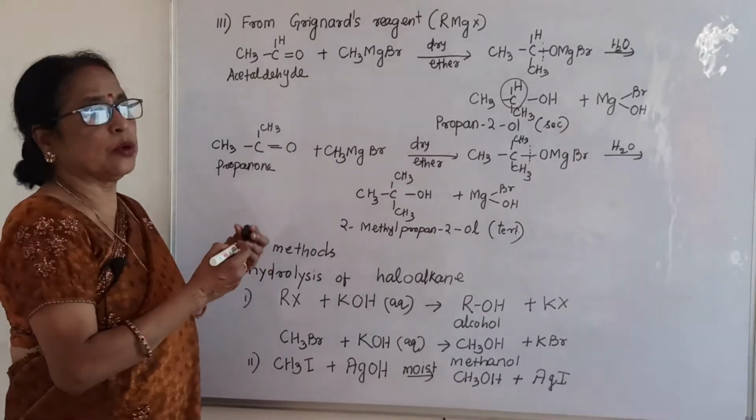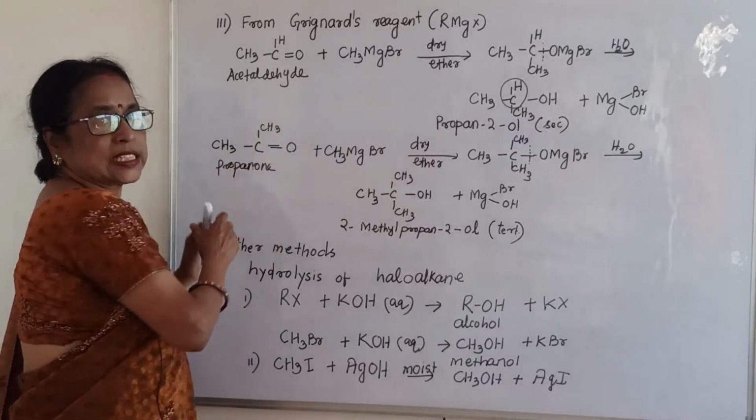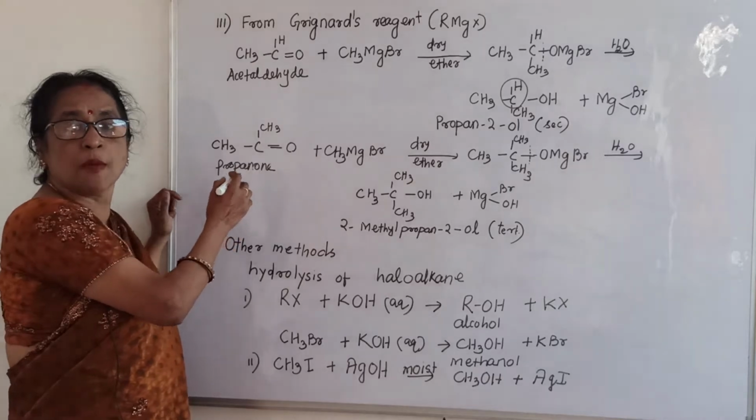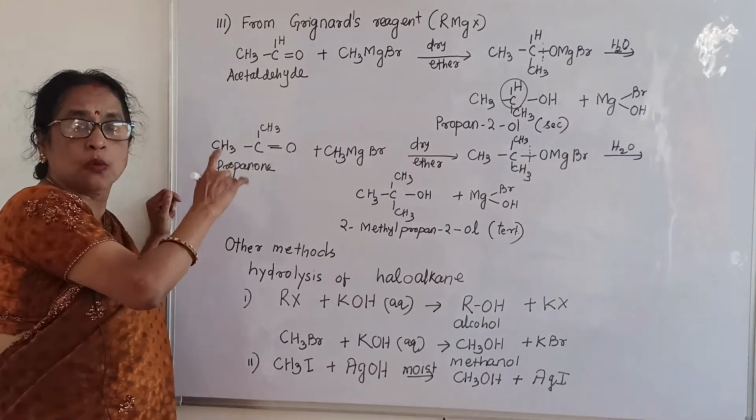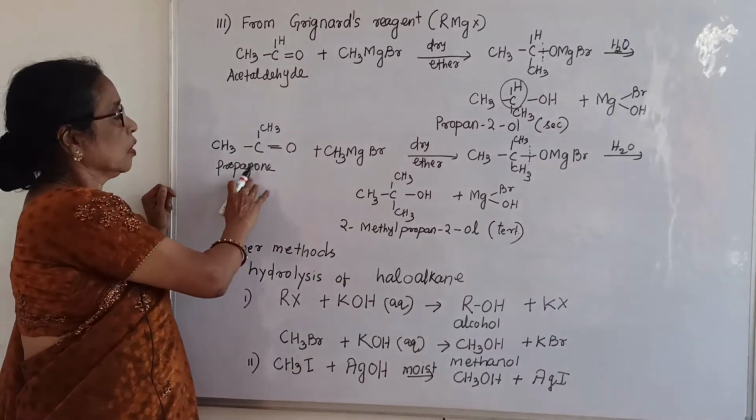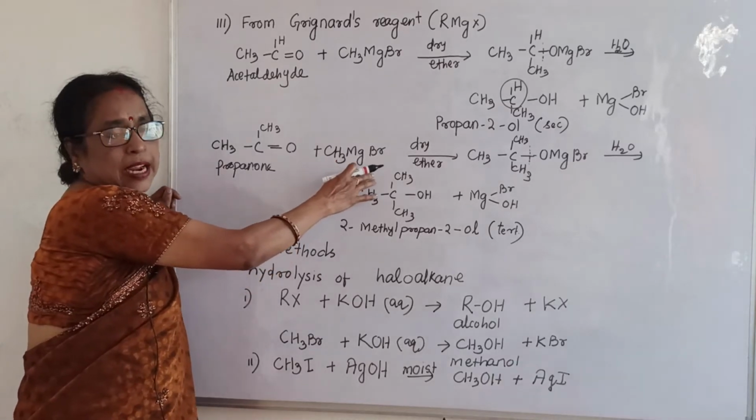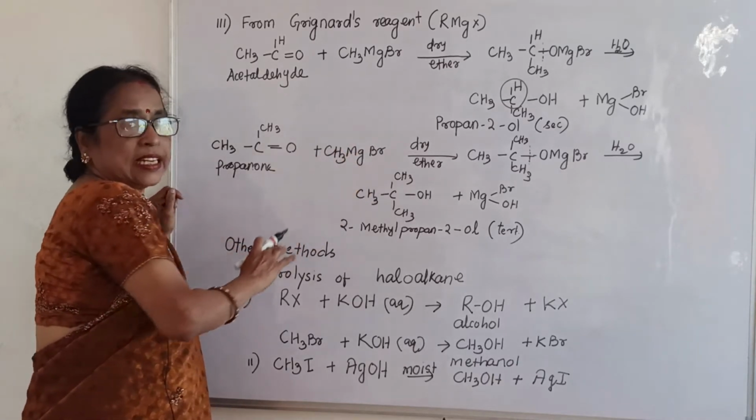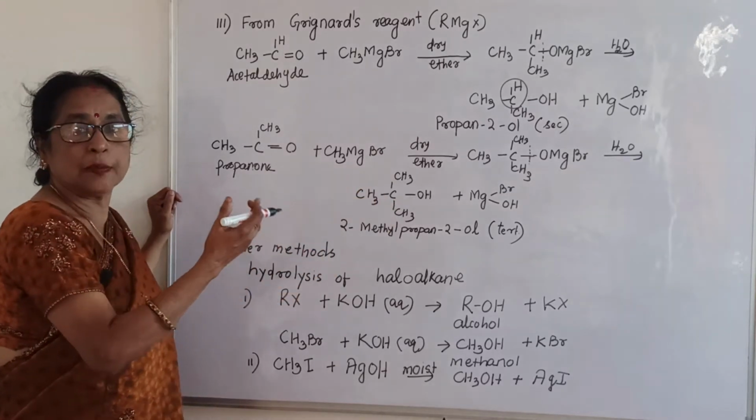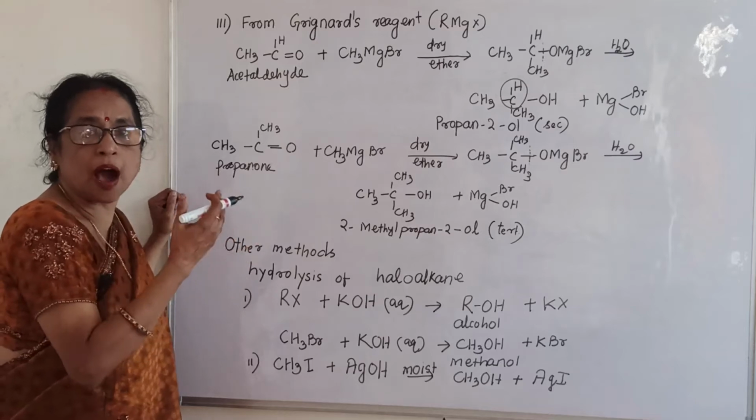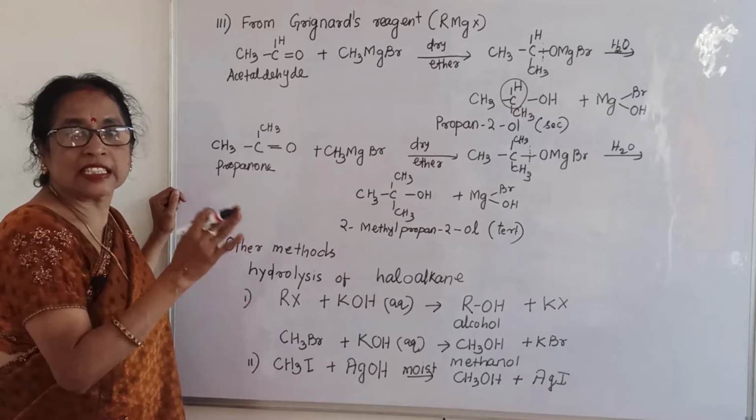Then comes propanone. What is propanone? That is a ketone, CH3COCH3. The common name is acetone. What is the common name? Acetone. What is the IUPAC name? Propanone. This acetone, or propanone, reacts with methyl magnesium bromide, that is Grignard's reagent, in the presence of dry ether, and further with water. What is the product? It also produces a type of alcohol, but it is not primary or secondary. It is a tertiary alcohol.